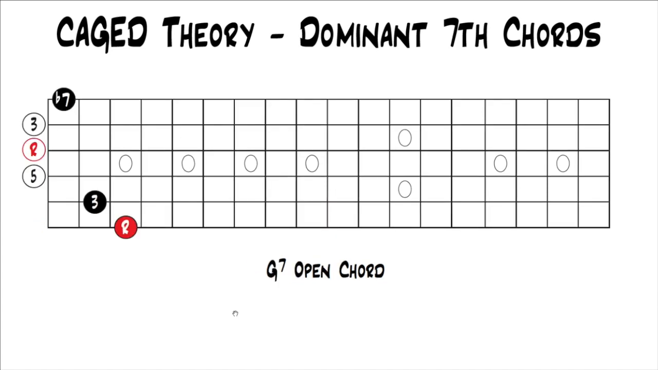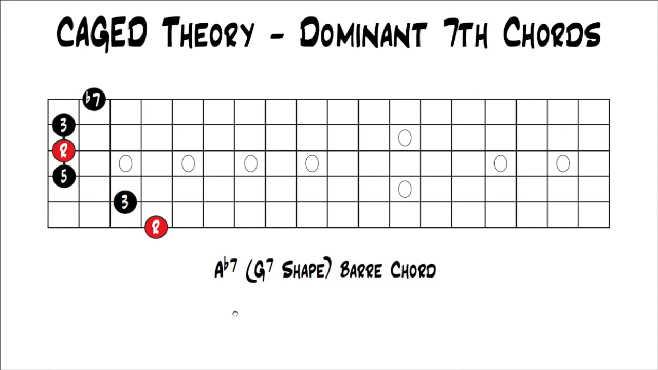So now we're on to G. We started with C, then A, now we're on G. So we're looking at a G7 chord. And this is a G7 open chord. Again, a very common open chord, very useful. If you don't know it, definitely learn it. If we were to move this up half a step, we would end up with an A flat 7 bar chord using the G7 shape.